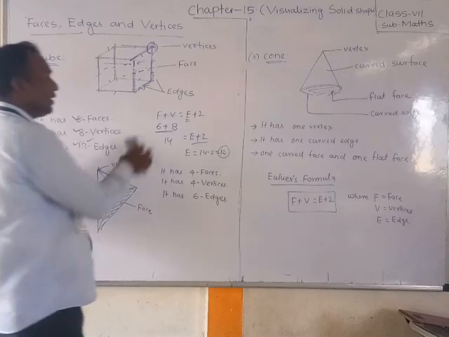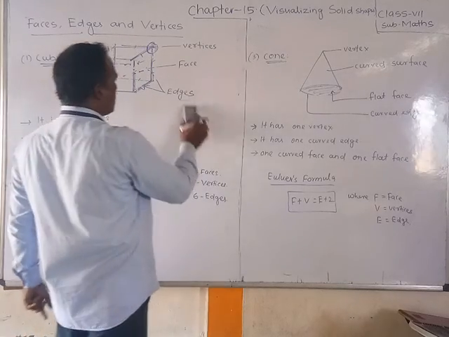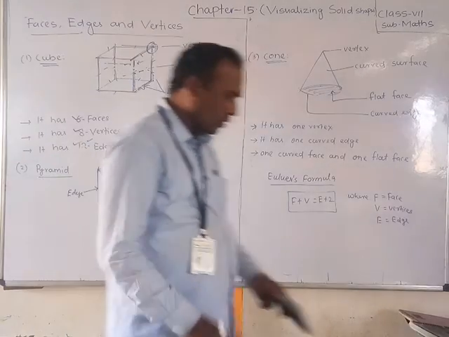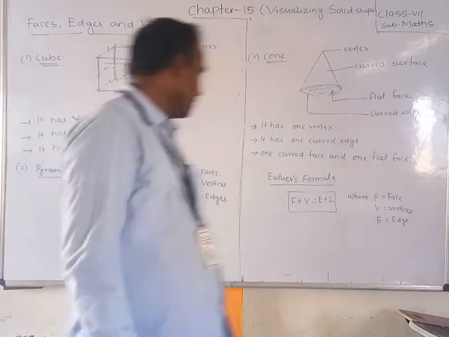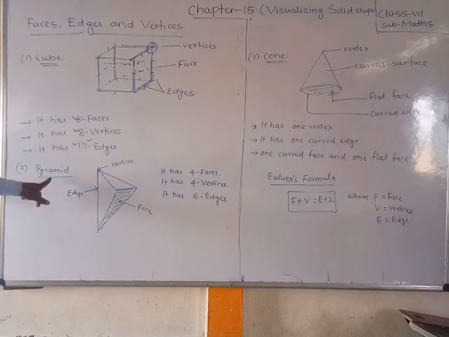So every solid figure has one formula, which is called Euler's formula. F plus V is equal to E plus 2. You can apply it to all solid figures. This is now a pyramid, friends.